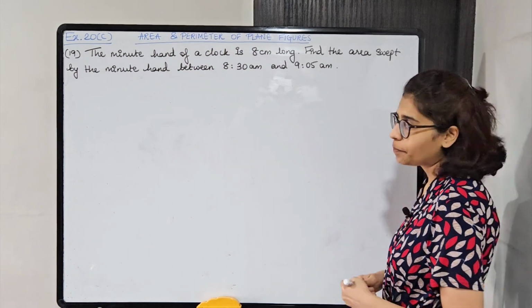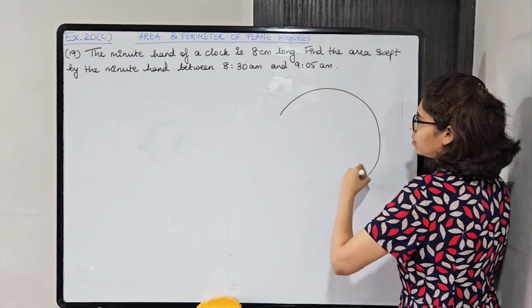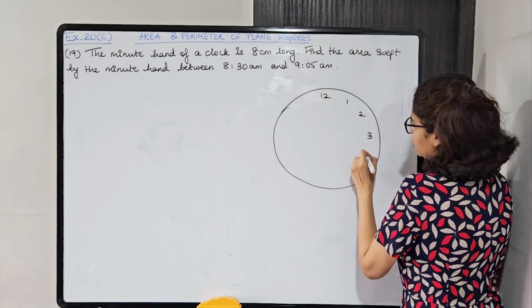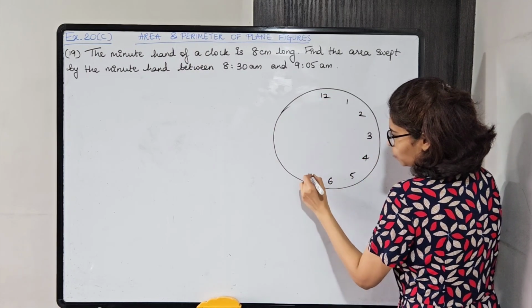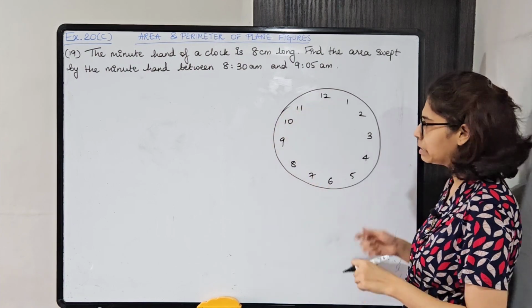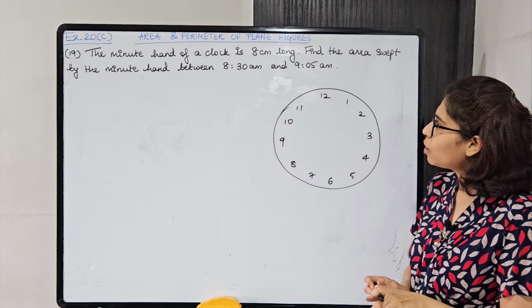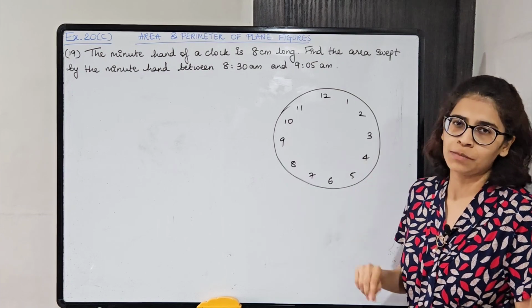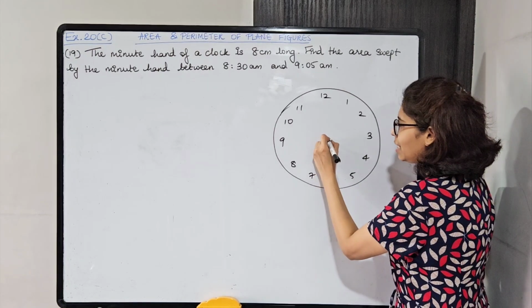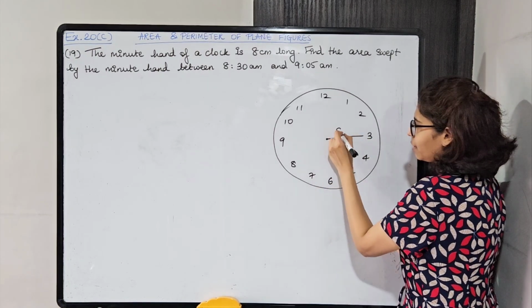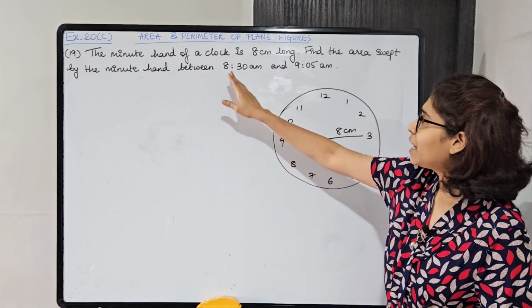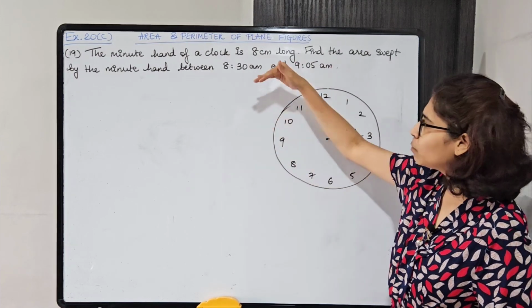There is a clock. The figure is not required over here, students. I'm just drawing it for understanding, so you can draw it for understanding. Okay, there is a clock and the minute hand of a clock is 8 cm long. Find the area swept by the minute hand between 8:30 am and 9:05 am. We'll come to this part.